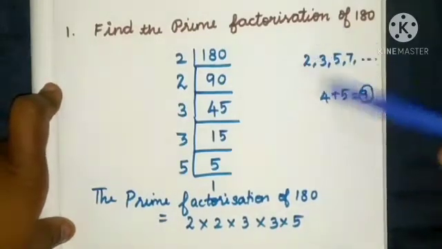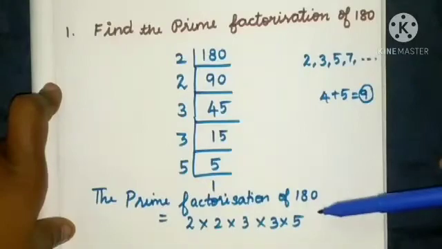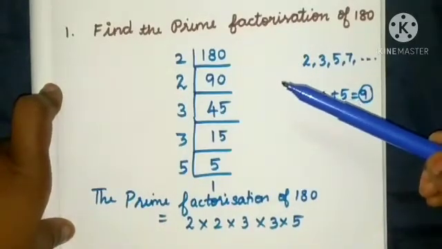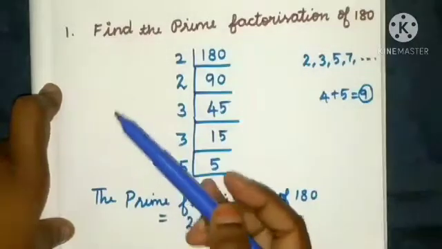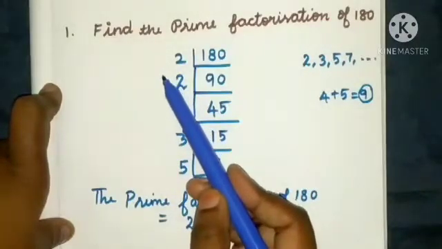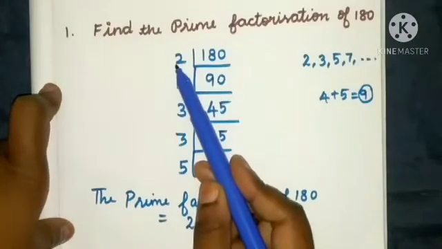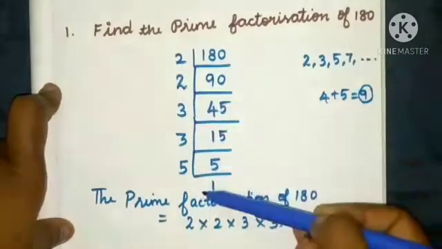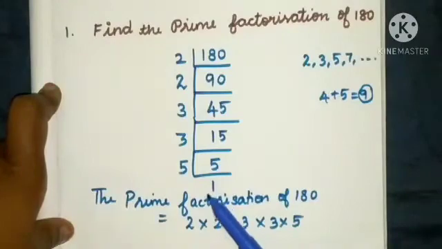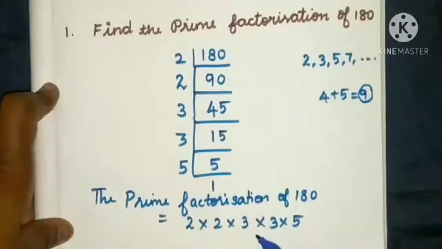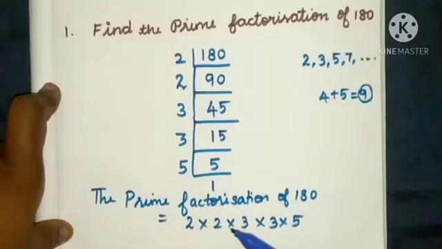So we have to follow these steps to find prime factorization by the repeated division method. First, you have to divide the number 180 by the smallest prime factor. Continue the process until you get the number 1. Then you have to arrange the prime factors in ascending order, 2 into 2 into 3 into 3 into 5, like this.